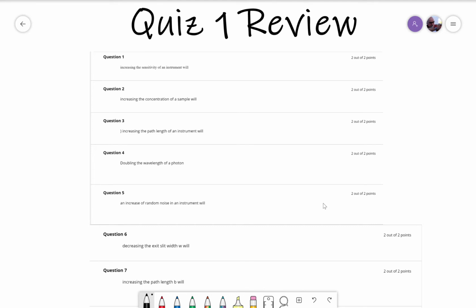Question number 1 was increasing the sensitivity of an instrument and the effects that will have. The important effect of increasing the sensitivity as listed in the multiple choice is it will decrease the limits to detection. A decrease in limits to detection is actually an improvement on how low you can go. Increasing the concentration, on the other hand, in question 2 has no effect on sensitivity or resolution.